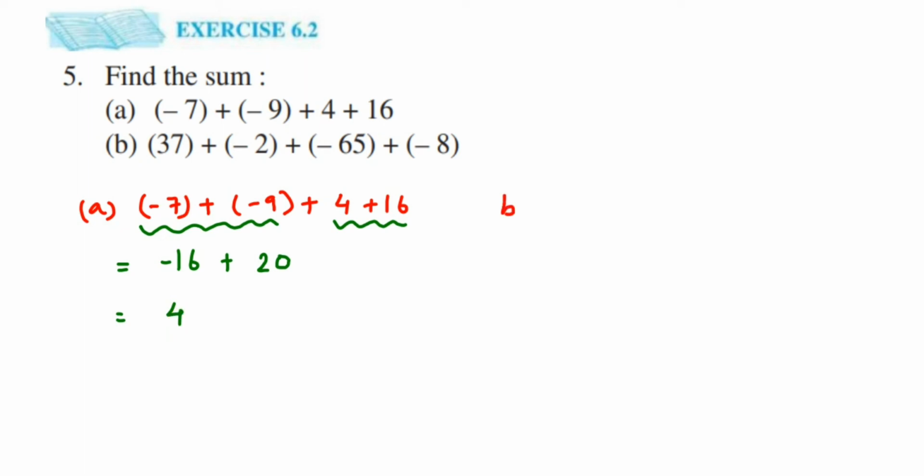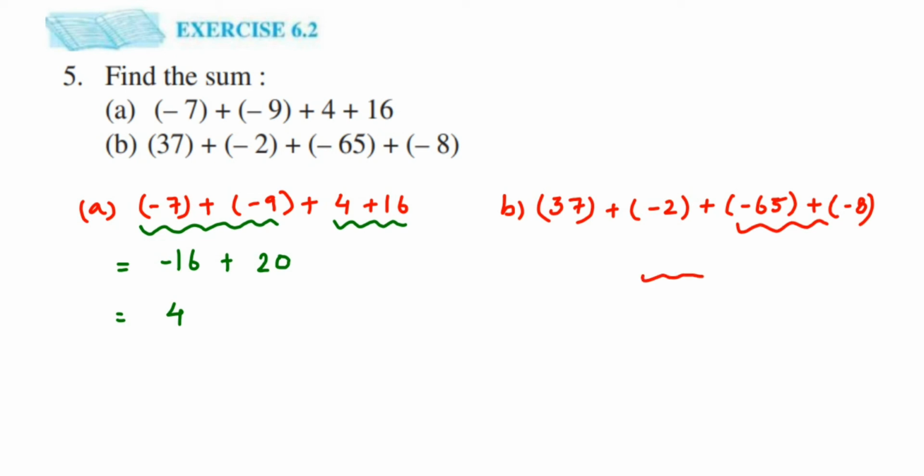Then the next question, so that is 37 plus minus 2 plus minus 65 and then plus minus 8. Now it's completely up to you which numbers you select to solve first. Again here I'm going to solve the first two integers and the last two integers, or you can solve the last two integers and then whatever answer you got, again you solve this with minus 2 and then you can do it.